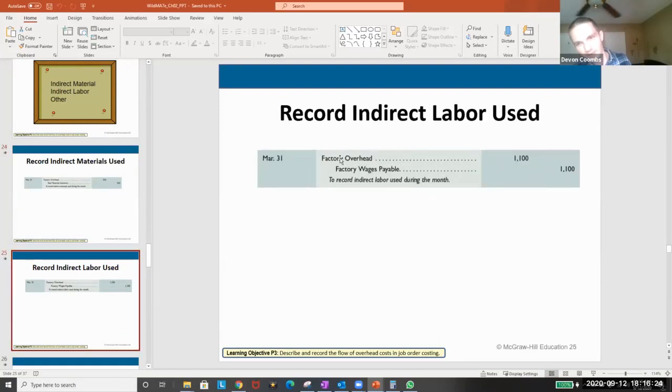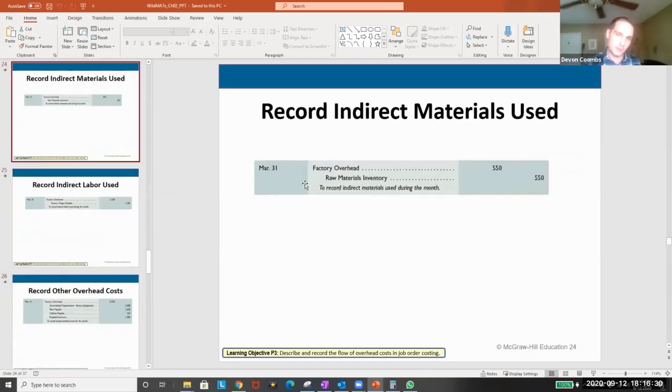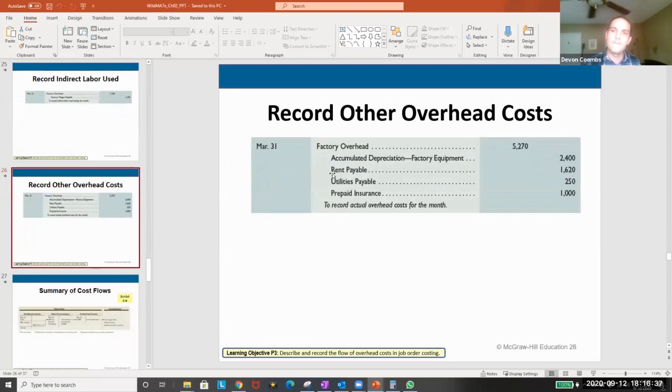Factory overhead would increase, factory wage payables would increase. So we under applied it. So if we're increasing our factory overhead, we said, oh, we under applied it last period, let's true it up as an expense. And then we record our other overhead costs. We would do it for all of our overhead, our accumulated depreciation, our rent, our utilities, our prepaid.